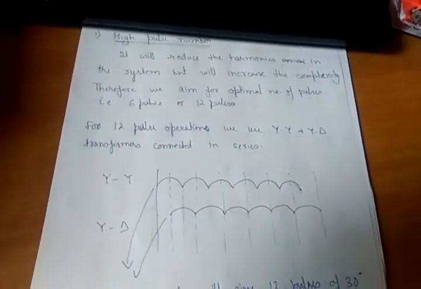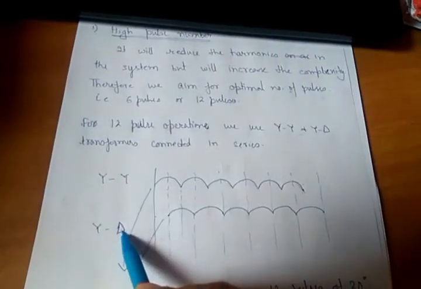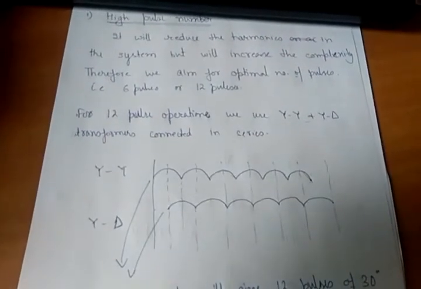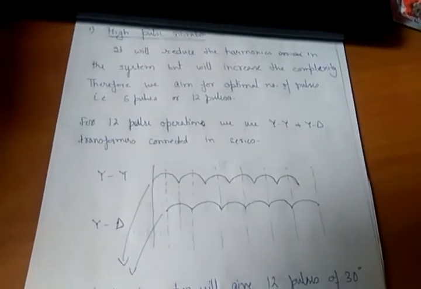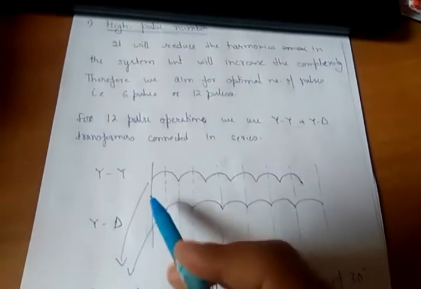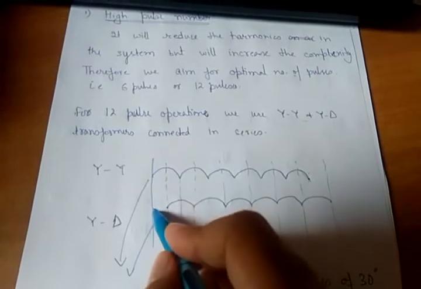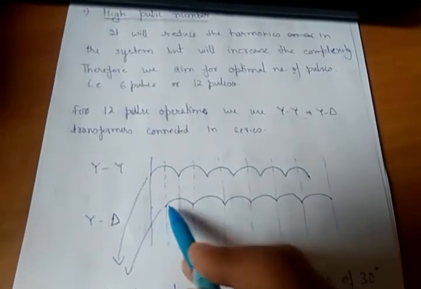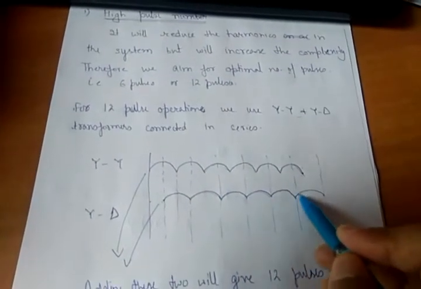So if I am using another transformer of star delta, what will happen? Because of this delta configuration, the output will shift by 30 degrees. Depending upon which winding is star connected, primary or secondary, and which is delta connected, it will lead or lag. So it will shift by 30 degrees. If this is 60 degrees, this is 30 degrees. At the center it will be 30 degrees. So from here we will start the 1 2 3 4 5 6.